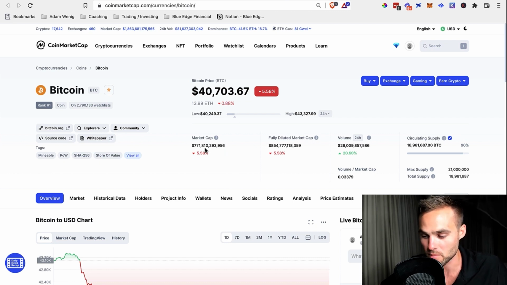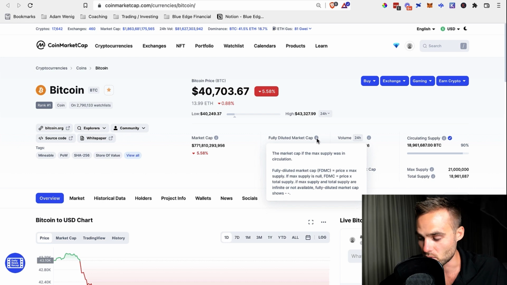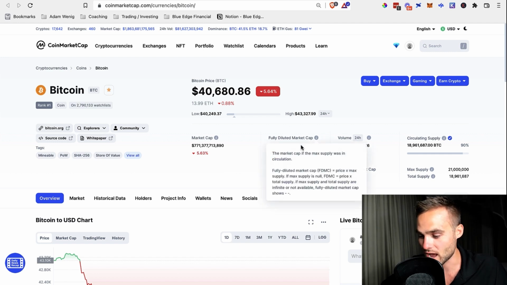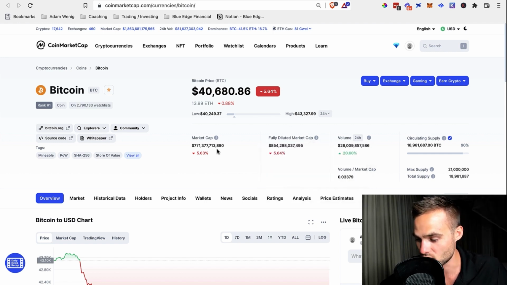It's more about the market cap that gives you an idea of the size and the adoption of a certain cryptocurrency. Now, the fully diluted market cap is essentially the max supply times the current price. So the fully diluted market cap is pretty much always going to be larger than the market cap.